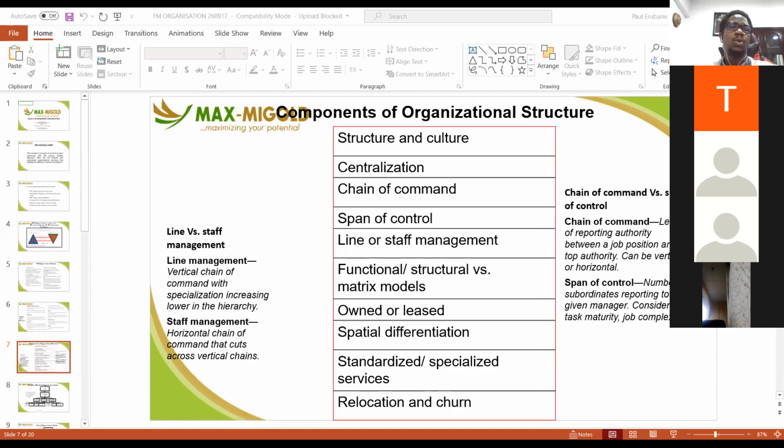Now, depending on the kind of organizational model, we talked about organizational models a while ago, whether it's a single office, regional, dispersed, or a large campus in one location, your level of centralization in decision-making needs to be agreed.